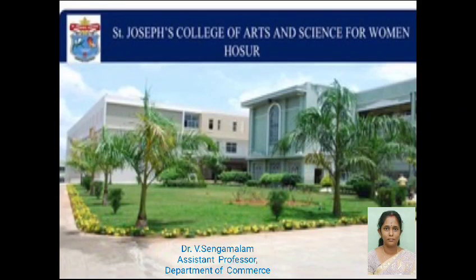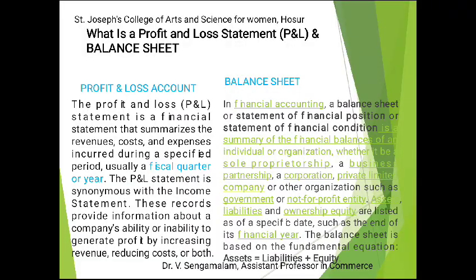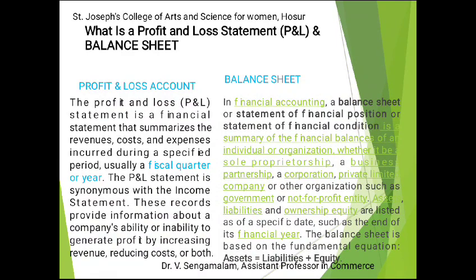Hi everyone. Today we are going to see about the final accounts of the company. The final accounts of the company are classified into two: profit and loss account and balance sheet. Profit and loss account. The profit and loss account is a financial statement that shows the revenues, costs and expenses incurred during a specific period, usually 1 year.